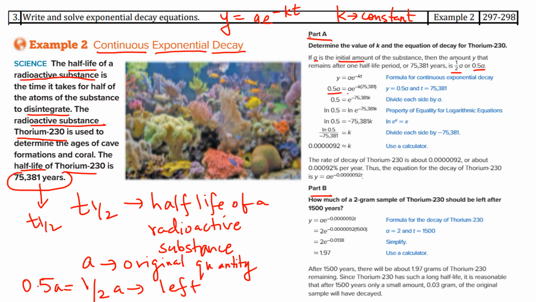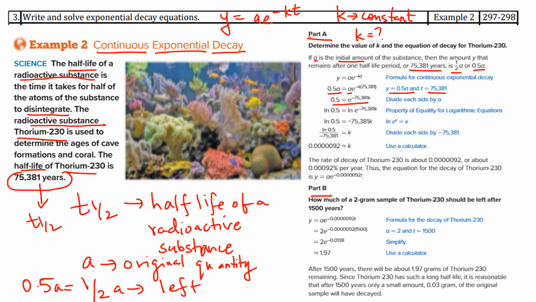A is as it is, we are taking that same value. e to the power minus k. K we don't know, that's what we have to find exactly, the constant of exponential decay, and the time or the half-life is already given, so we can plug in these values. So these are to be substituted in the equation.